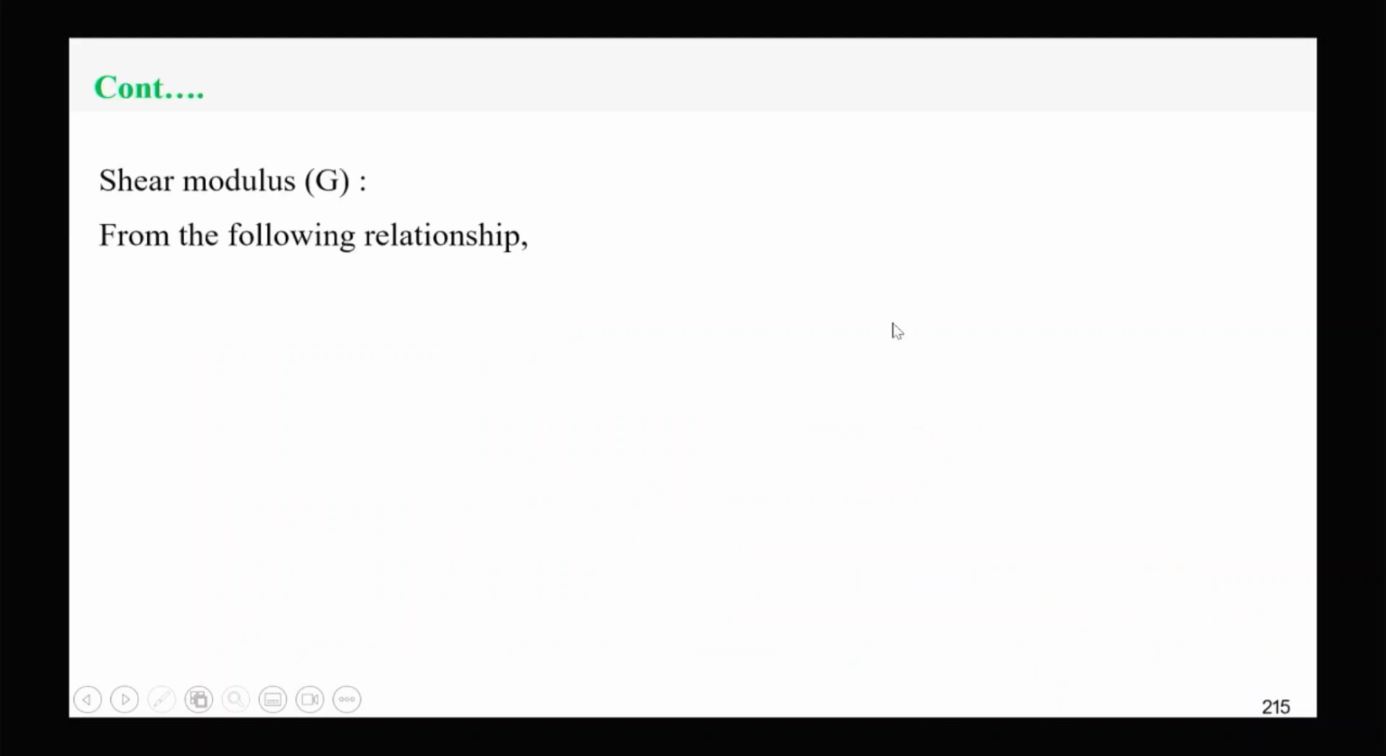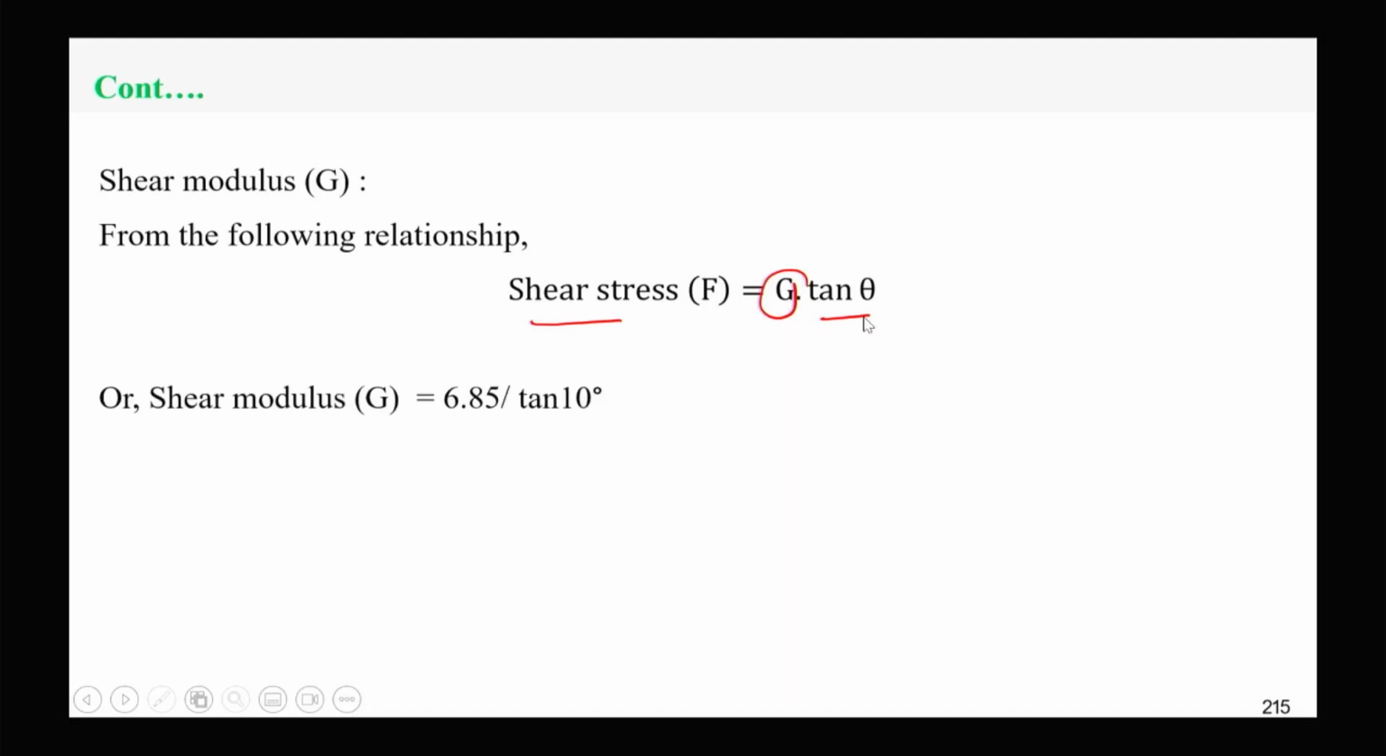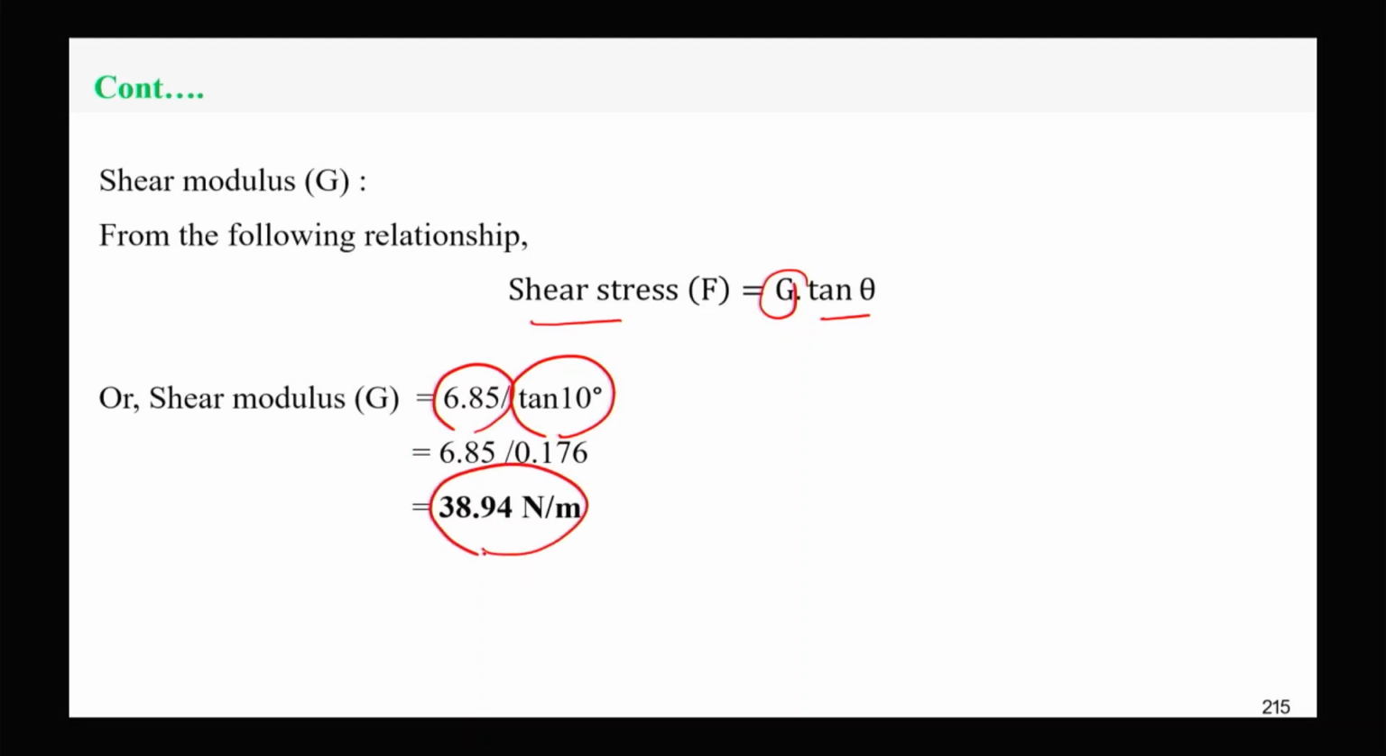And for shear modulus, we know the relationship: shear stress equals shear modulus times shear strain. So shear modulus is the shear stress, 6.85, divided by the shear strain, tan 10 degree. So we get the shear modulus as 38.9 Newton per meter.